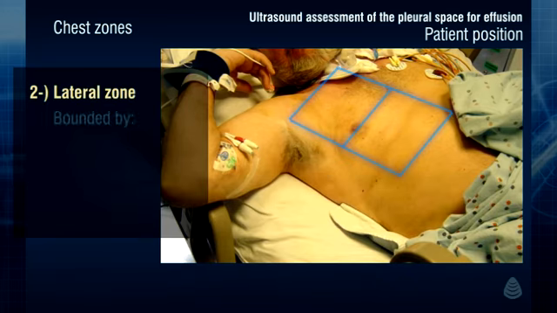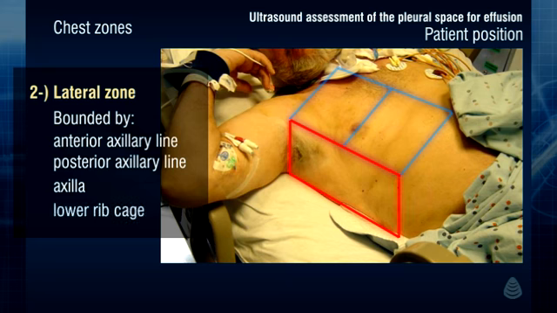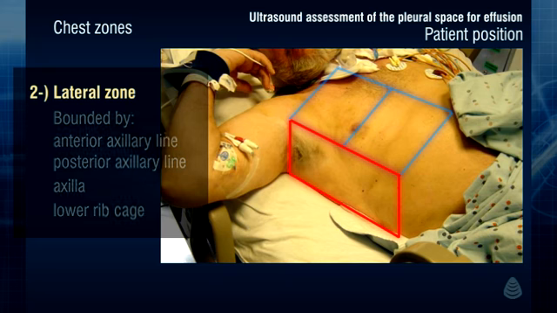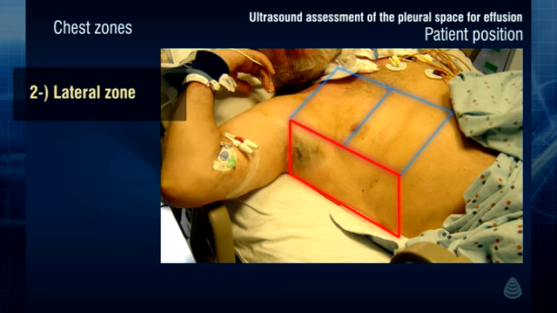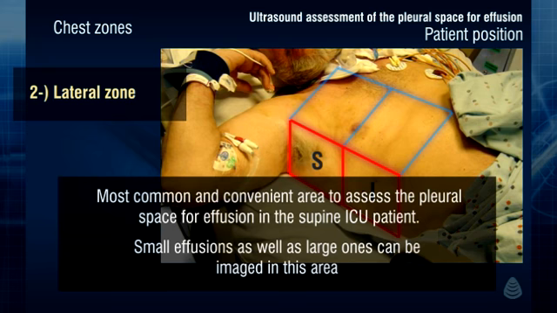The lateral zone is bounded anteriorly by the anterior axillary line, posteriorly by the posterior axillary line, superiorly by the axilla, and inferiorly by the lower aspect of the thoracic cage. The lateral zone can also be further subdivided into a superior and inferior region. This zone is the most common and convenient area to assess for pleural effusions in the supine ICU patient. Small effusions as well as large ones can be imaged in this area.